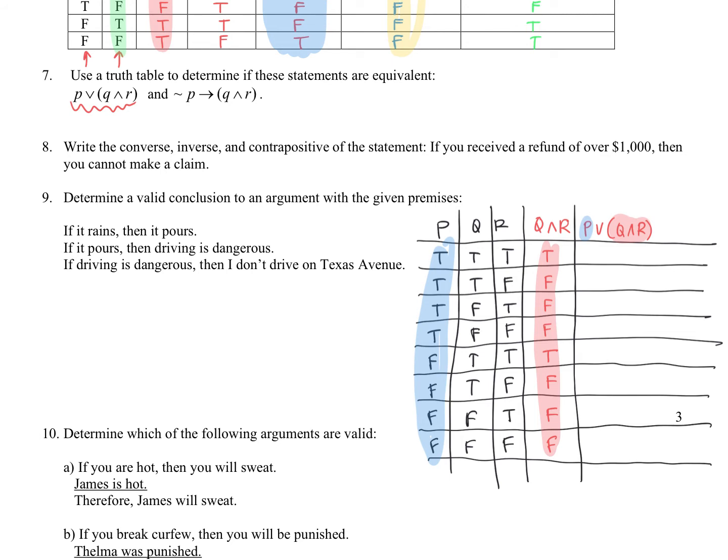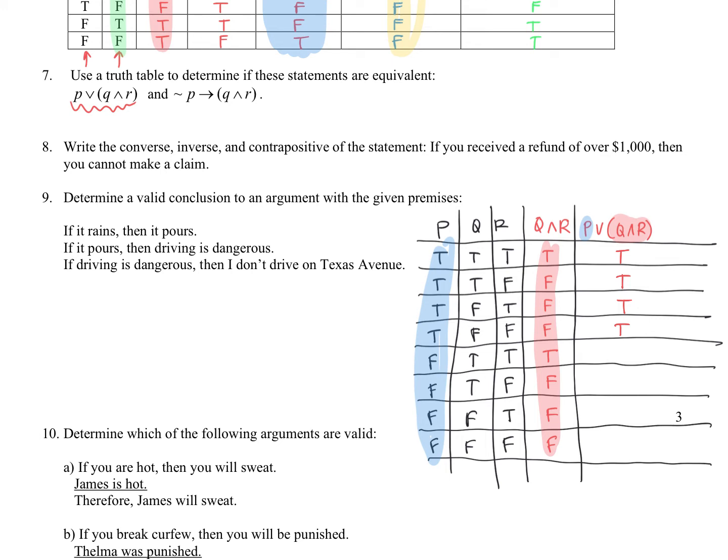So the blue is true, so it's true. The blue is true. The blue is true. The blue is true. Notice I'm not even looking at the red because I don't care. If I see one that's true, it's going to be true. Now the last four, the blue is all false.